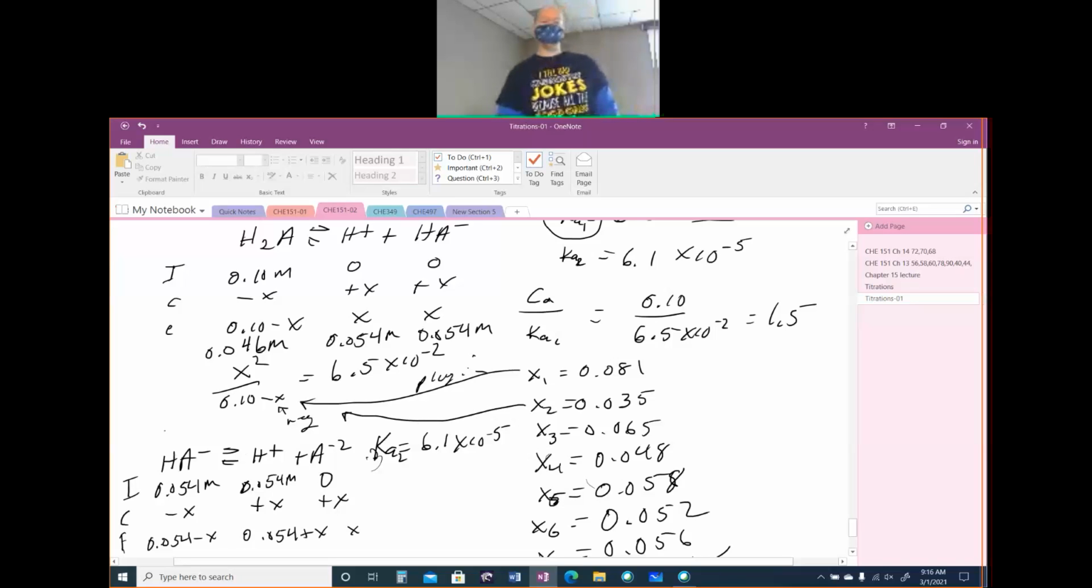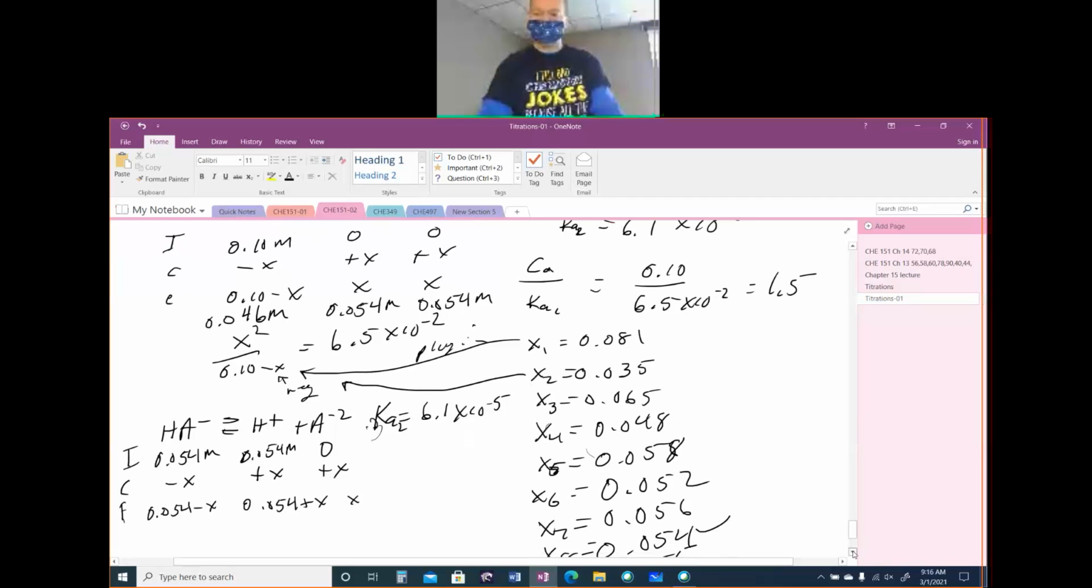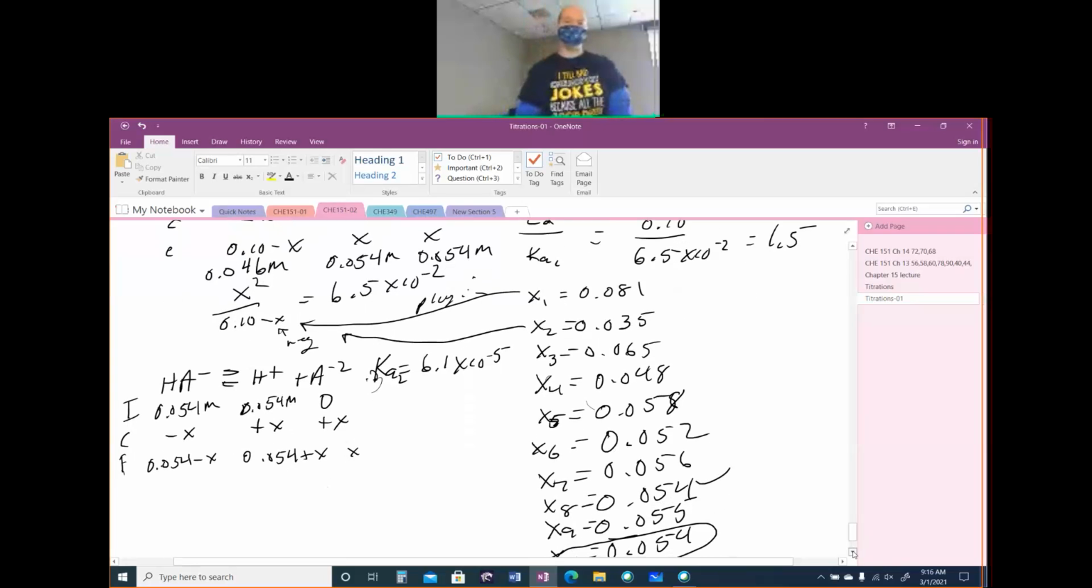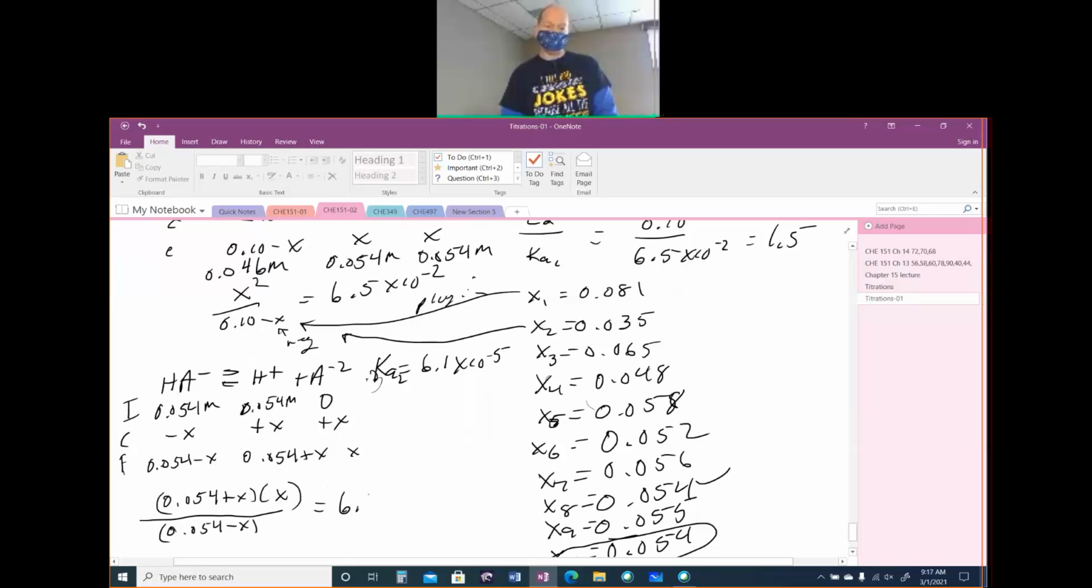So again, you have an initial concentration of a reactant and a product. You never have to check your X value, regardless of the Ka value. All right, and so you do not have to do it. If you do, fine. It's not going to change it. It's just extra work. And so when you have your 0.054 plus X times X, and your 0.054 minus X, that's equal to your Ka2, which is 6.1 times 10 to the minus 5.